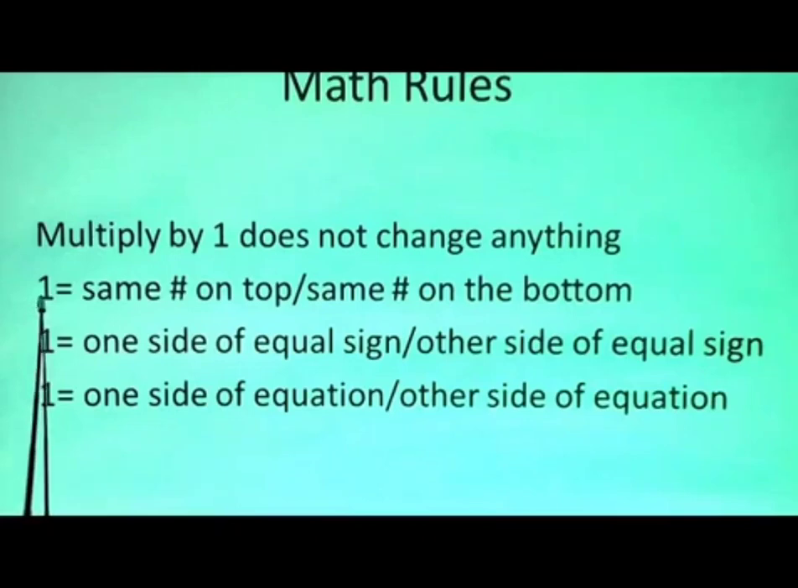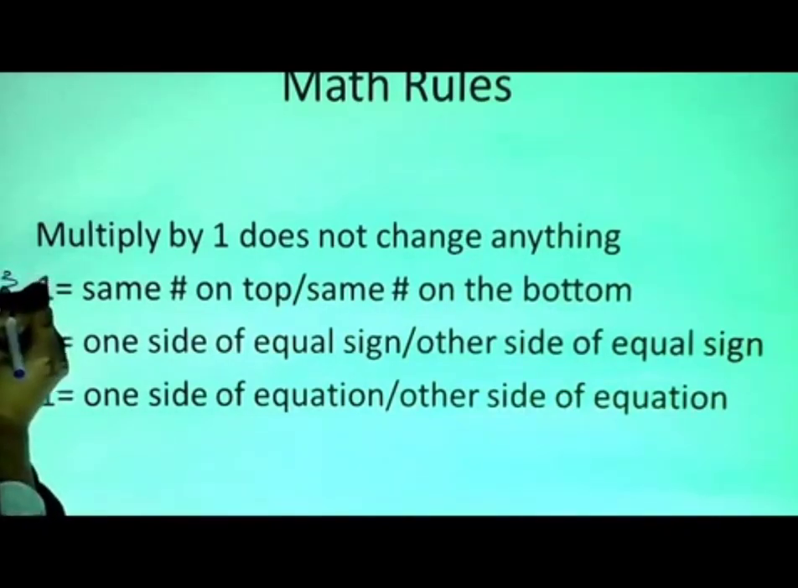1 can be expressed as a ratio. That is, some number on top, and if it's the same number on the bottom, then that's still 1. In other words, if you have the number 3 on top, and 3 on the bottom, that's still 1, okay?